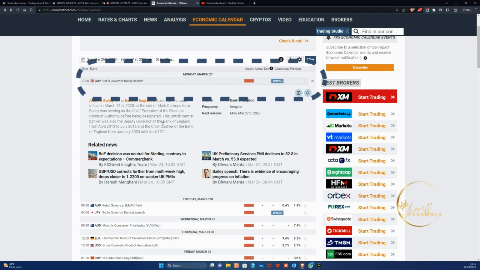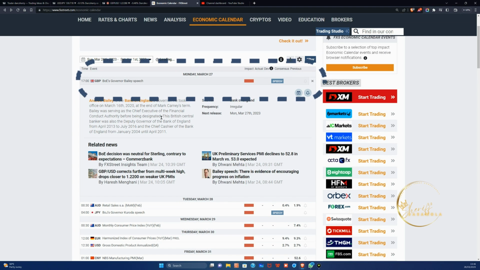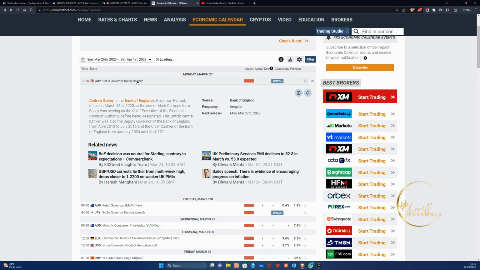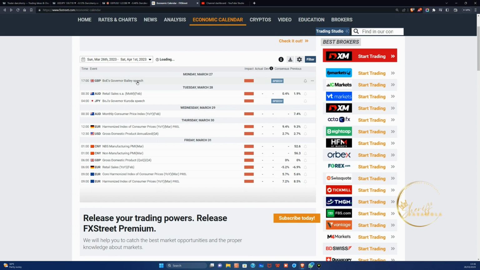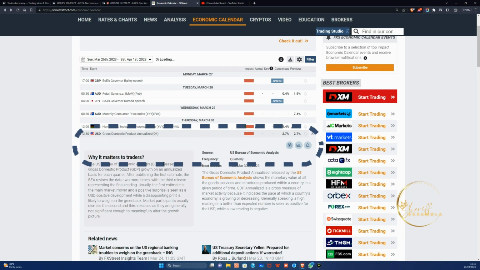So we definitely want to be looking forward to what he is going to be saying about the economic situation or the monetary policy of the UK government. Obviously, we shall be seeing the reflection of the anticipation of this event as price action on the chart. Then on Thursday, we have the GDP annualized for quarter four, which is going to be affecting the US dollar here.